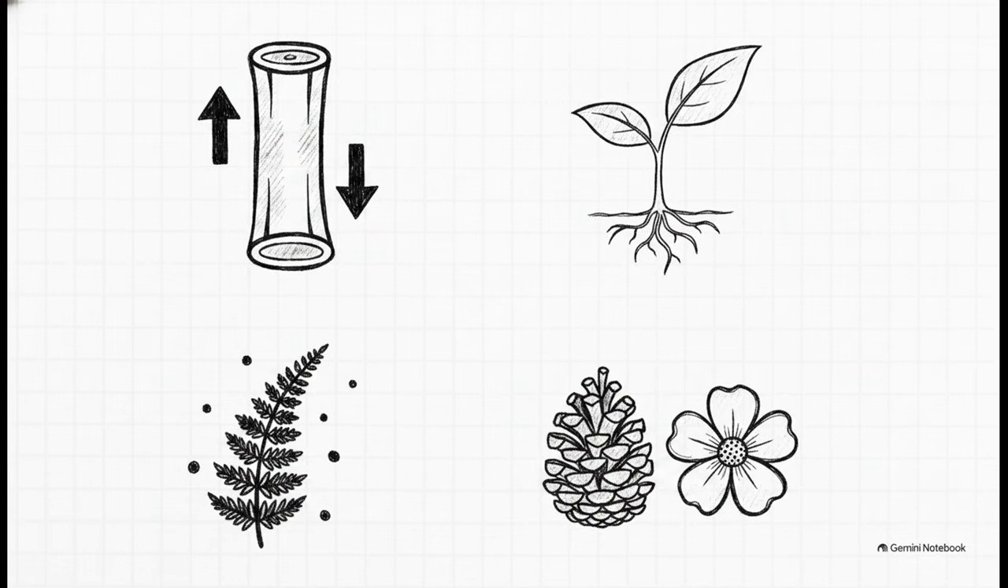Second, the highly engineered plant body fundamentally relies on roots for its foundation, stems for framing and support, and leaves for solar energy. Third, early seedless vascular plants like our ferns and club mosses reproduce via spores. And finally, vascular seed plants represent the next massive step in evolution, splitting into cone-bearing gymnosperms and flower-bearing angiosperms.